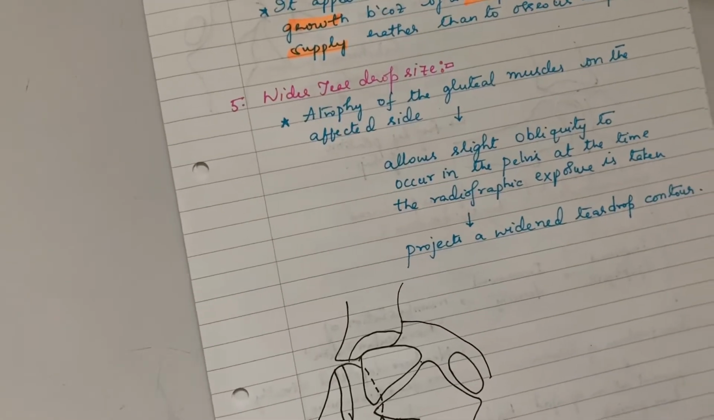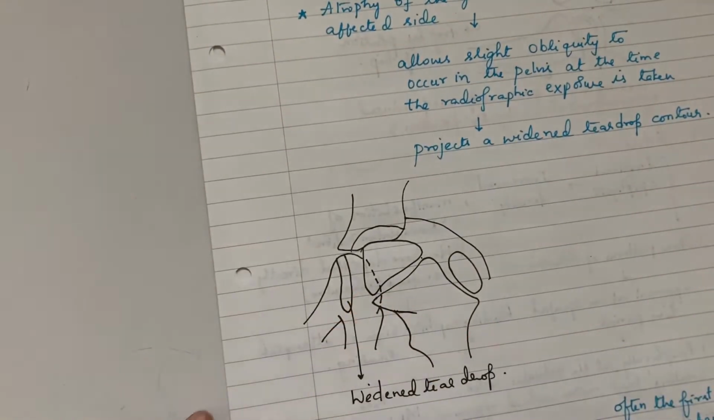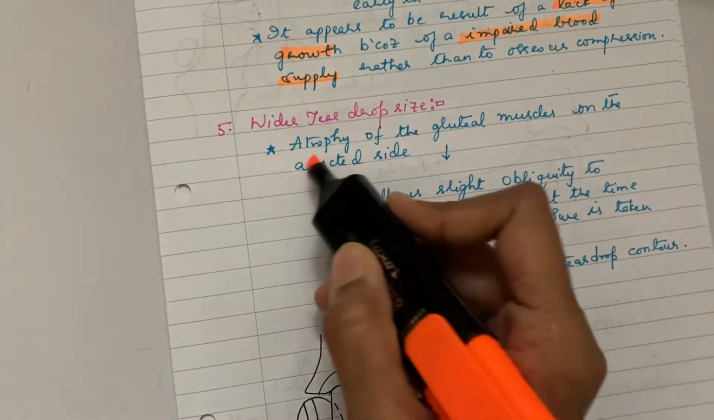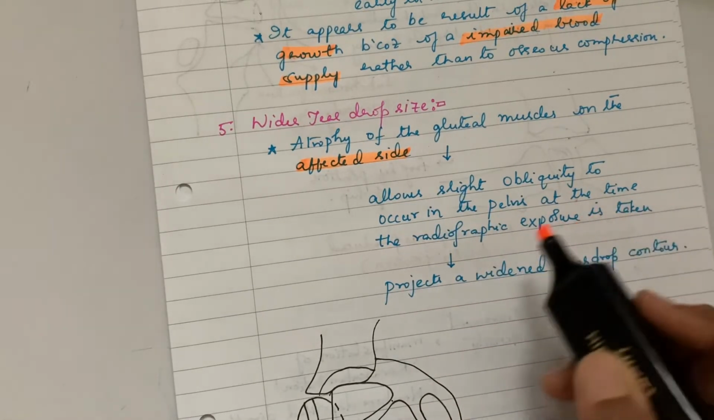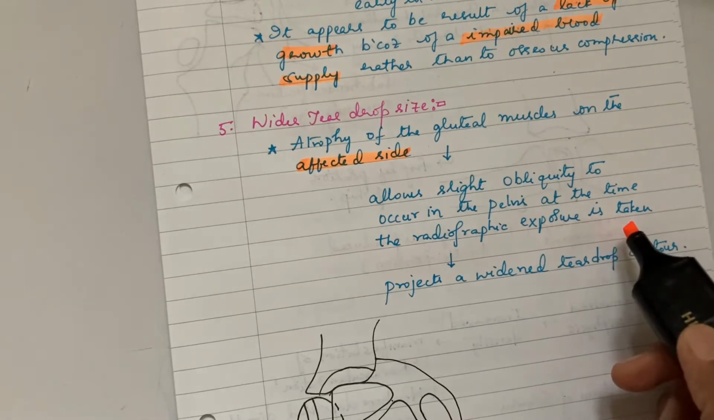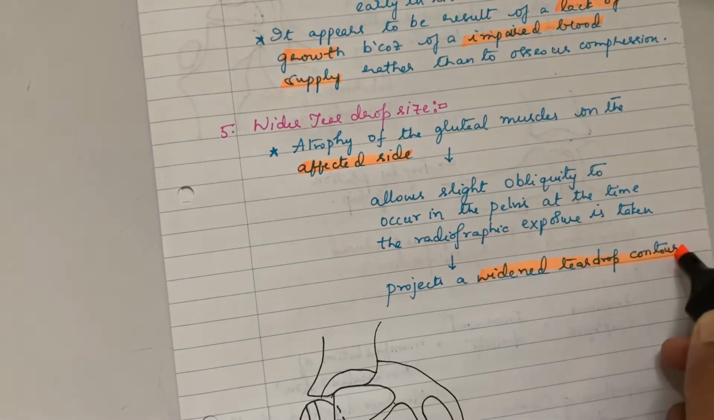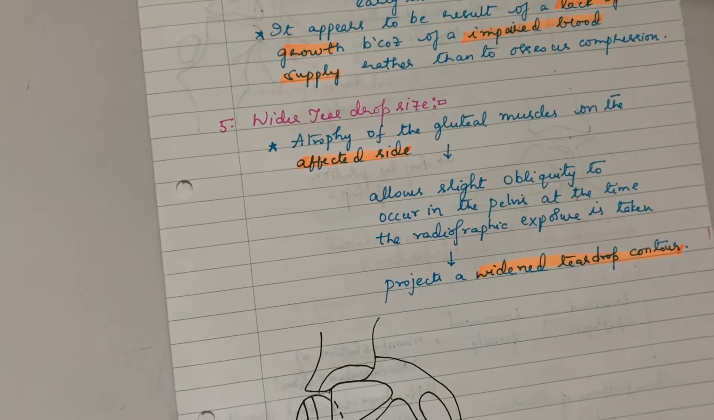Then coming to widened teardrop size. Here we can see this is a teardrop. This will be widened. What happens here? There will be atrophy of the gluteal muscles on the affected side. This allows slight obliquity to occur in the pelvis at the time of radiographic exposure. So on the affected side, gluteal muscle atrophy will be there. When you are taking an X-ray, there will be slight obliquity in the pelvis at the time of exposure, projecting the widened teardrop contour. This is mainly due to atrophy of the muscles; while you are taking an X-ray, it gets projected like that due to obliquity.